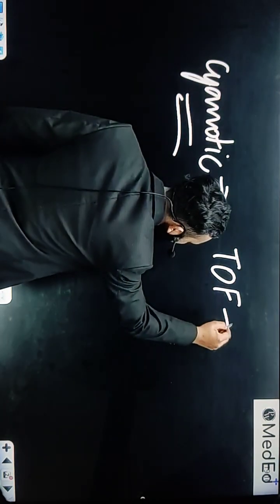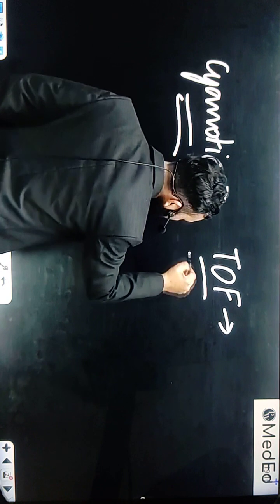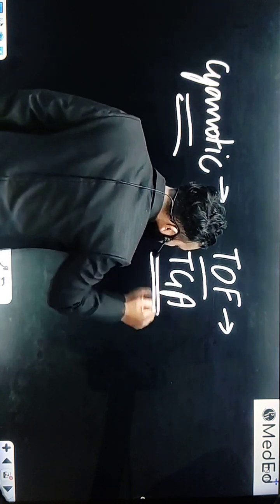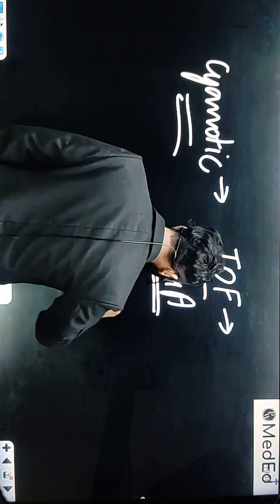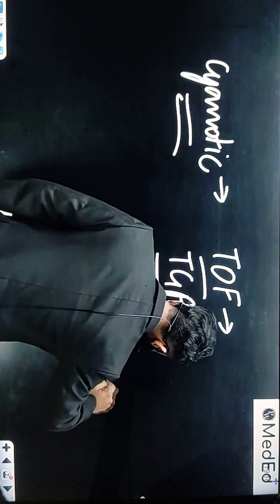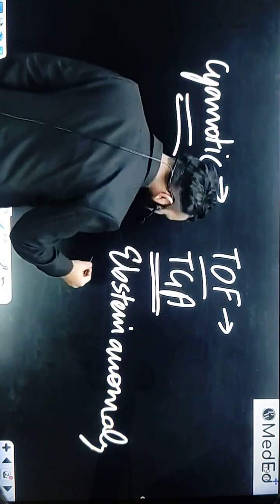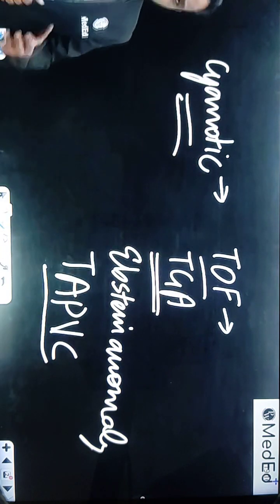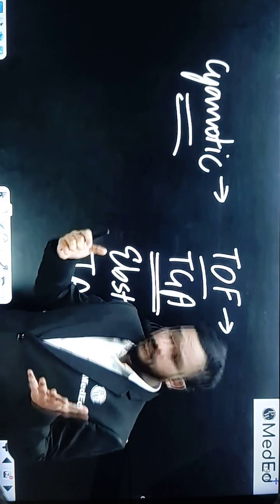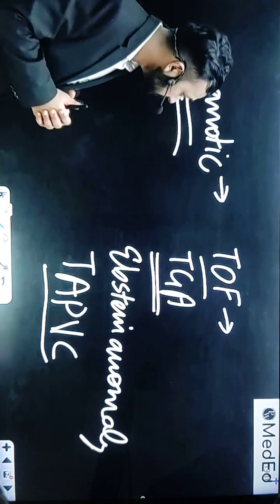So guys, most of the questions that will be asked will be on your cyanotic heart diseases, right? And what are the important cyanotic heart diseases that you are aware of? These include your tetralogy of Fallot, then you have transposition of great arteries, then we have your Ebstein anomaly that we are going to study today, and we are going to study the imaging features of TAPVC, right? So these are the important congenital heart diseases with which you should be aware about the imaging features.